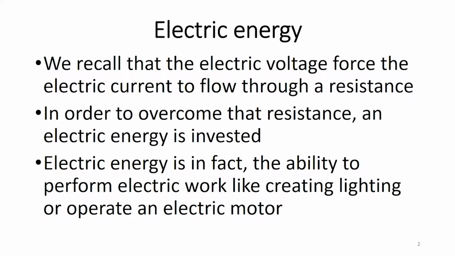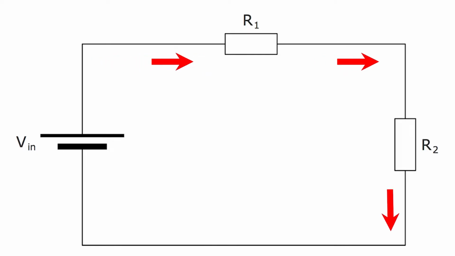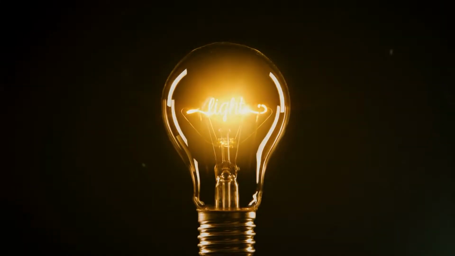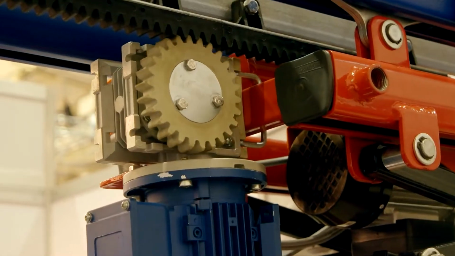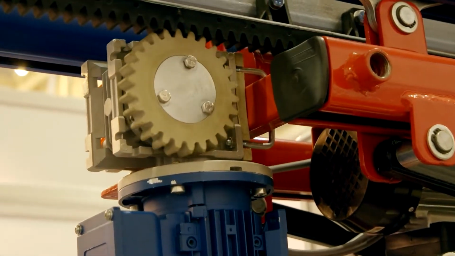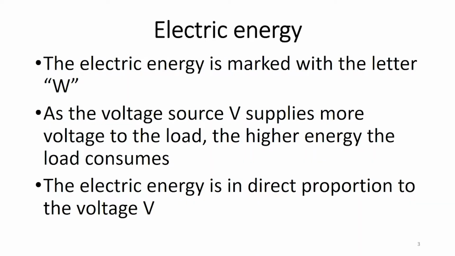We recall that the electric voltage forces the electric current to flow through a resistance. In order to overcome that resistance, an electric energy is invested. Electric energy is in fact the ability to perform electric work like creating lighting or operate an electric motor. The electric energy is marked with the letter W.